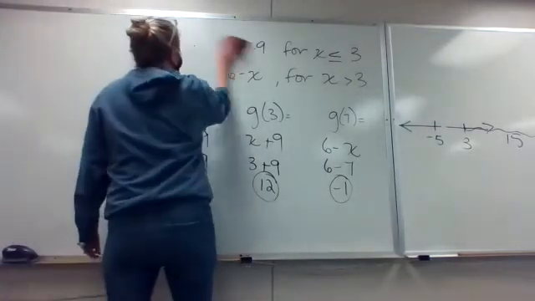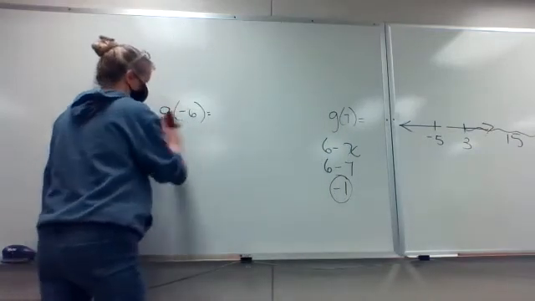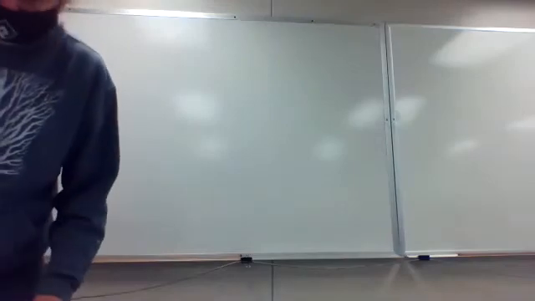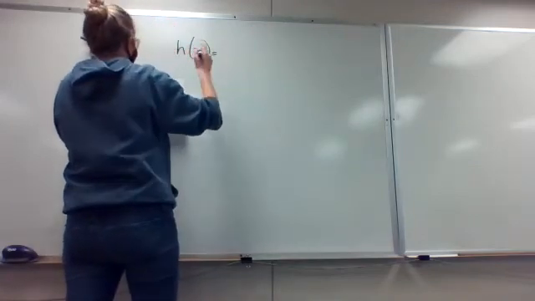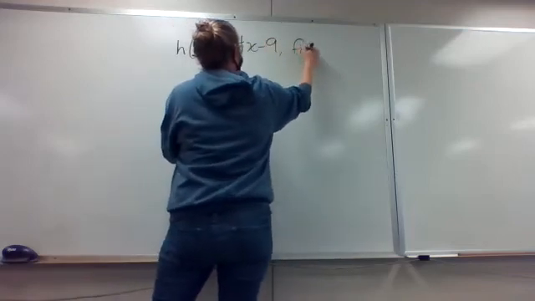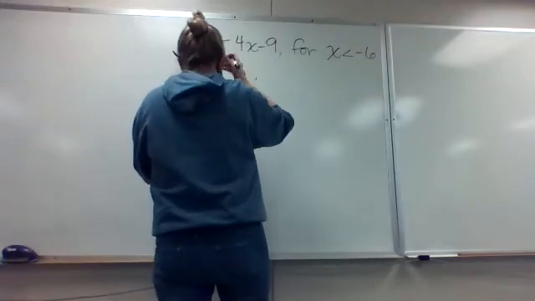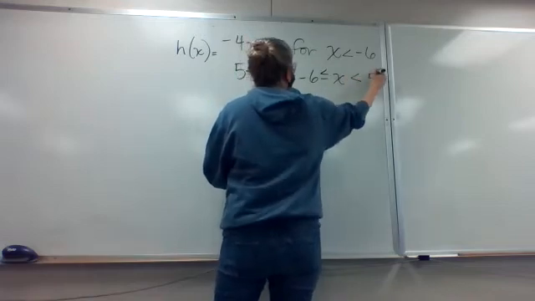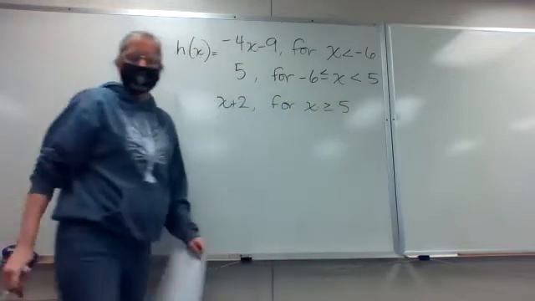Number 11. h of x equals negative 4x minus 9 for when x is less than negative 6, 5 for negative 6 is less than or equal to x, which is less than 5, and x plus 2 for when x is greater than or equal to 5.